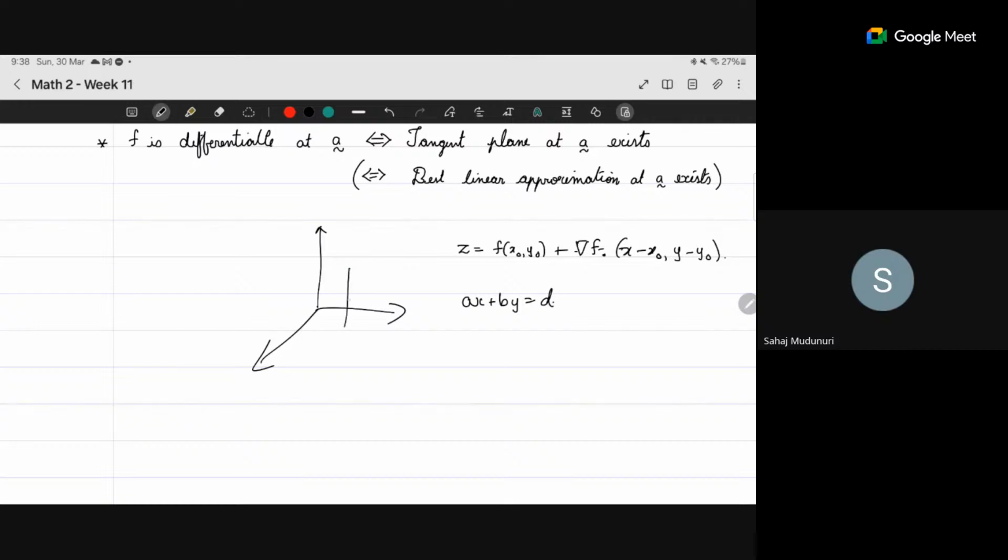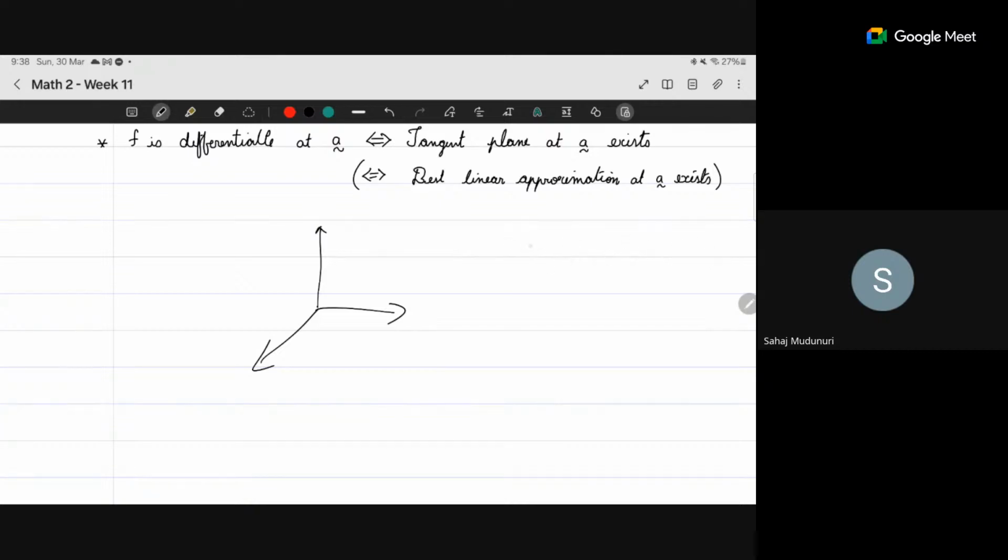If you have a vertical plane, that would then be of this form. But in this case, the coefficient of z cannot be zero, at least under reasonable regularity conditions, which is that partial derivatives exist and are continuous.